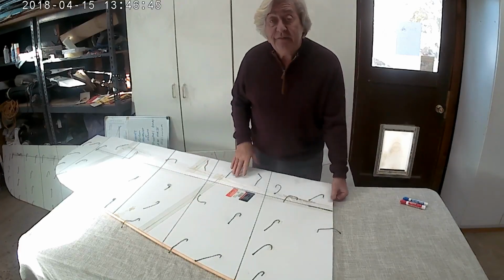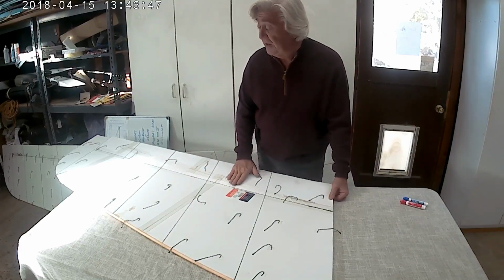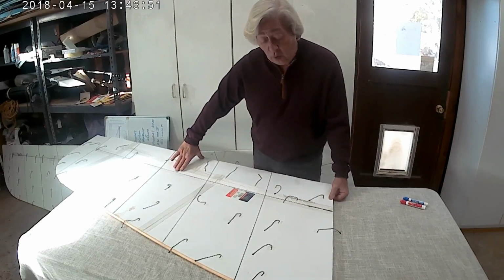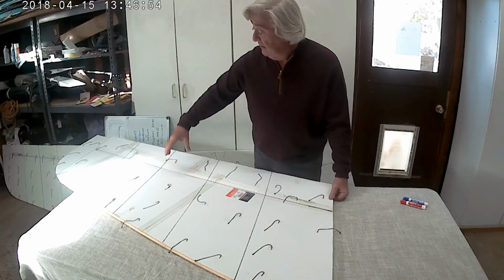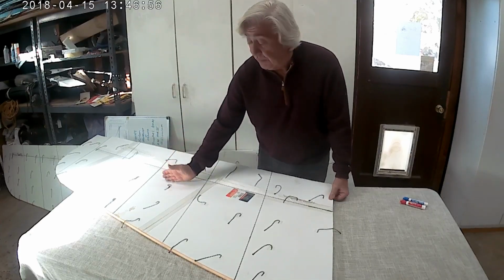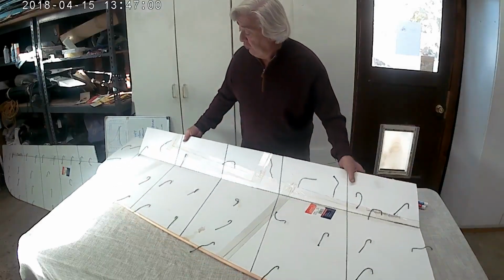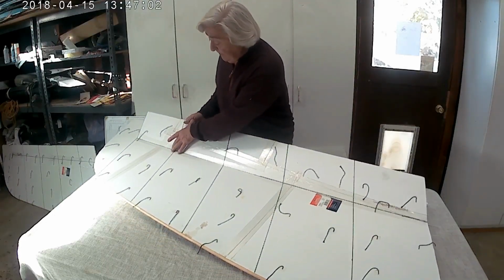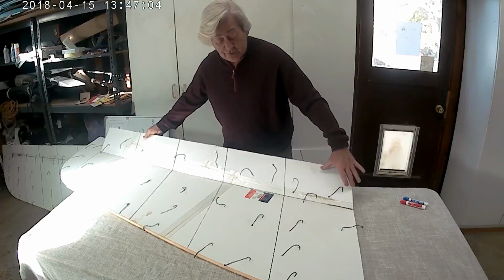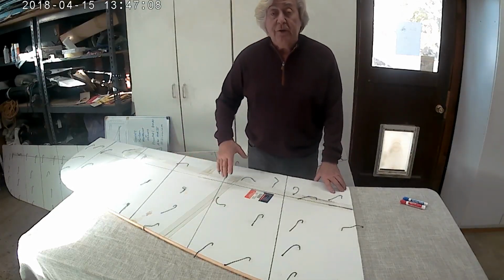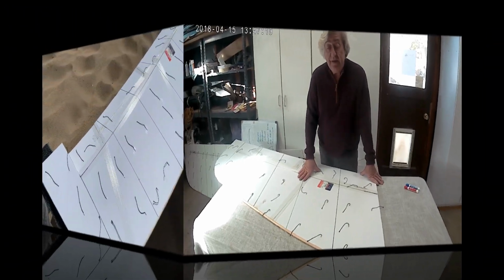And I'll run some video here, and you can watch this particular version. The constant chord on the elevon is a significant percentage of the chord of the wing. So that means the percentage of chord of the elevon out here at the tip is more than it is here at the root, because the elevon is a constant chord along its length. So let's take a look at that video.